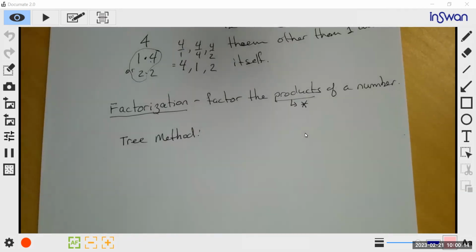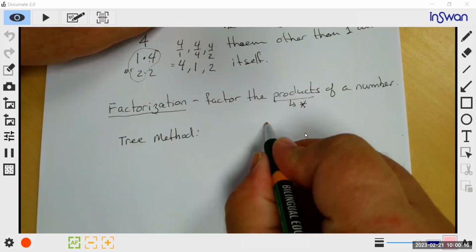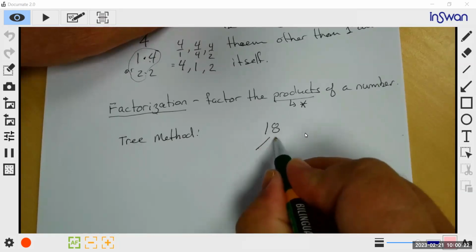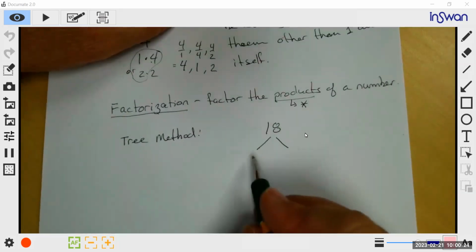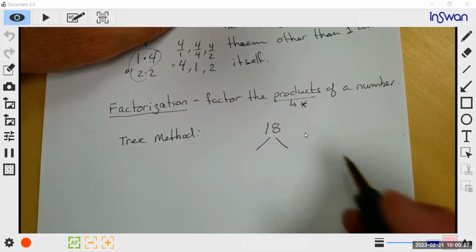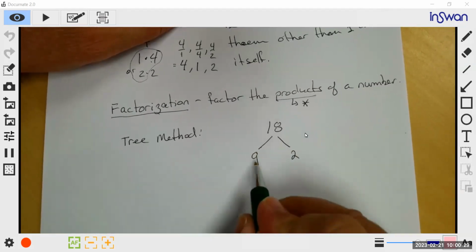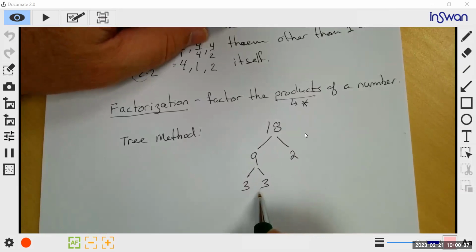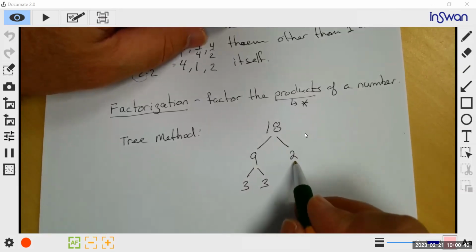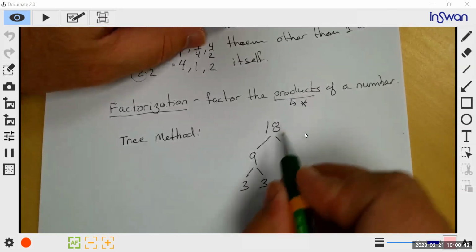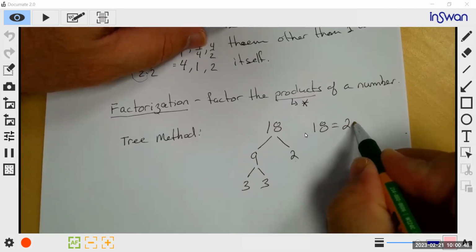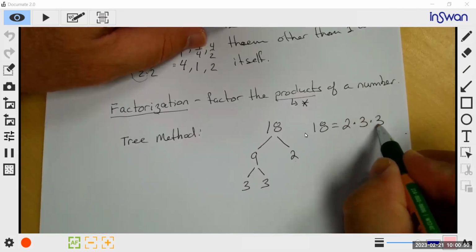So when I factorize something, the most common method is called the tree method. If I start with the number, let's say 18, break it down into its first 2 pieces. What 2 numbers multiply to give you 18? 9 times 2. Can 9 be broken down any further? 3 times 3. Can 3 and 3 be broken down? No, it's a prime number. How about 2? No. So the prime factorization of 18 is 2 times 3 times 3.